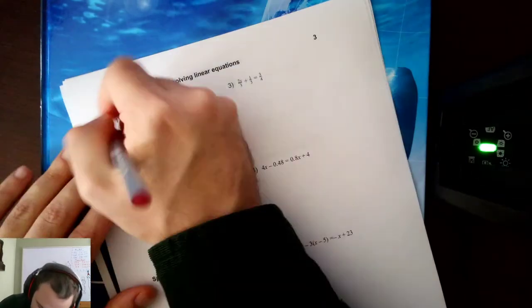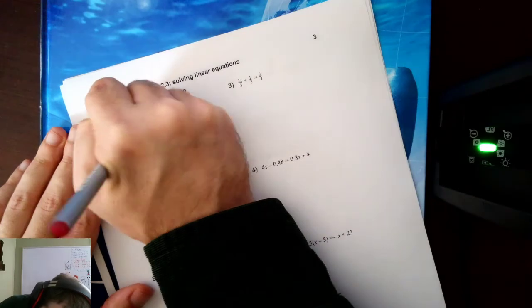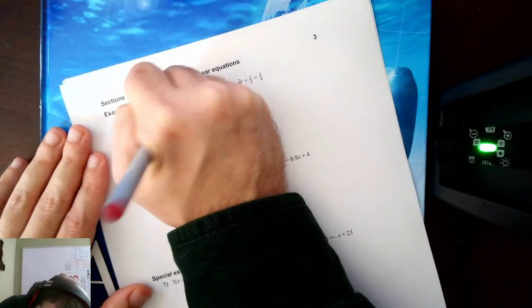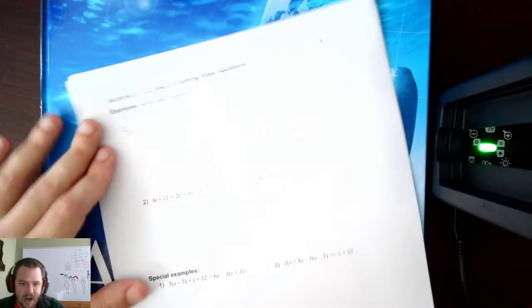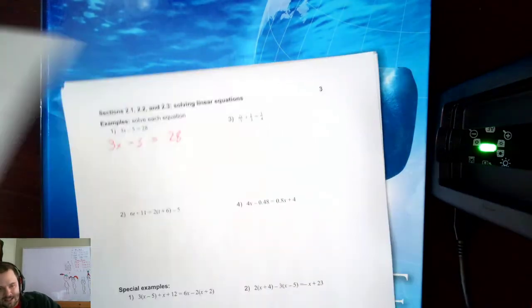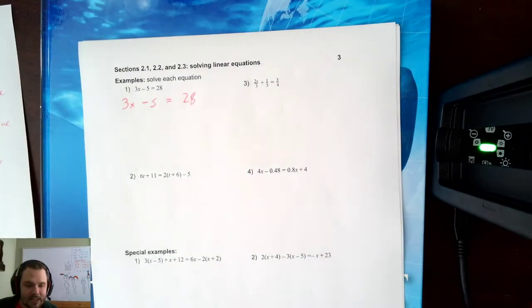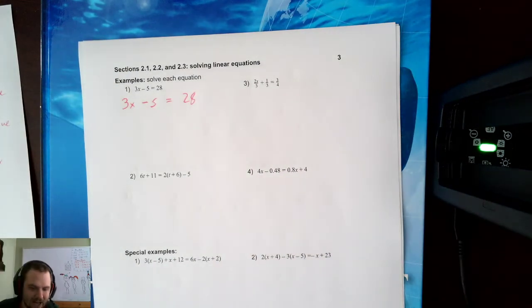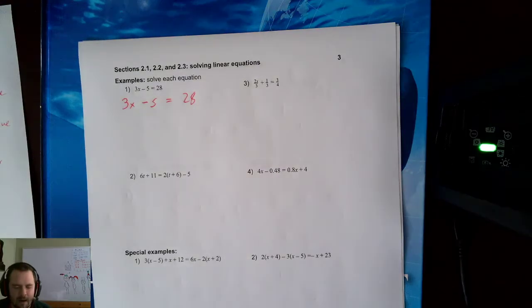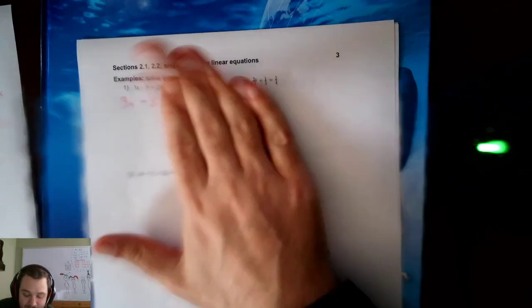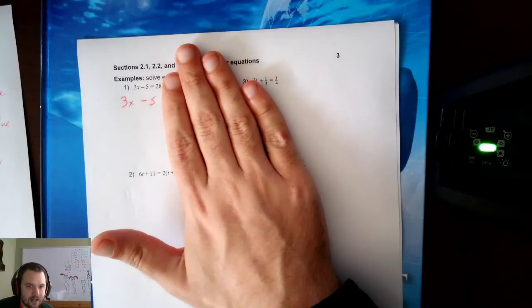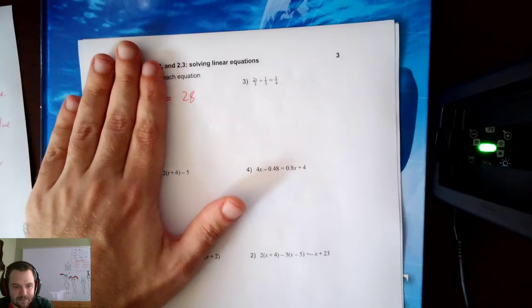3x minus 5 equals 28. Now it might be handy for you to keep this list of steps on the side while you're looking at this page, because I'm going to reference it. Step 1, clear parentheses. I don't have to, right? Step 2, use the multiplication property to clear fractions. There are none. Step 3, combine like terms on the left. There are none. Combine like terms on the right. There are none.